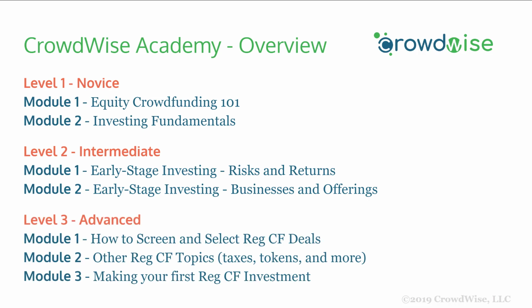Lastly, Level 3 is our advanced course. It's broken into 3 modules, so Module 1 will talk about how to screen and select Reg CF deals. Module 2 will talk about other miscellaneous topics that are important, but perhaps not specifically related to the screening and selection of individual deals. So talk about taxes, token offerings, and more that you'll see. Lastly, Module 3 is all about making your first Reg CF investment. So we'll go over various case studies, look at some pitch decks, and then help you get started.